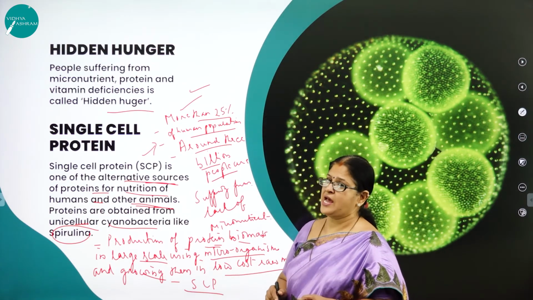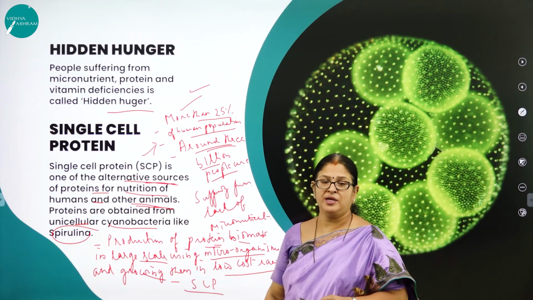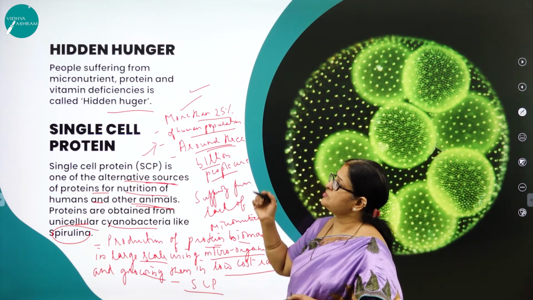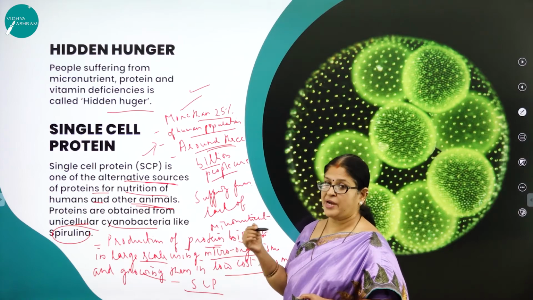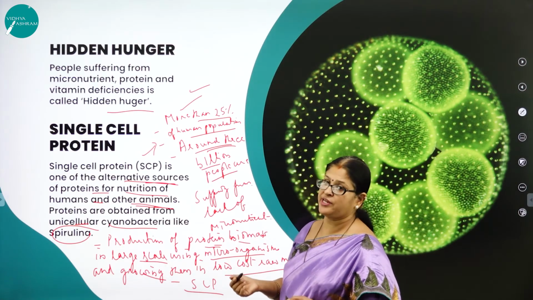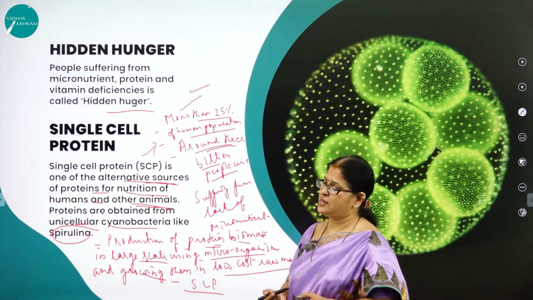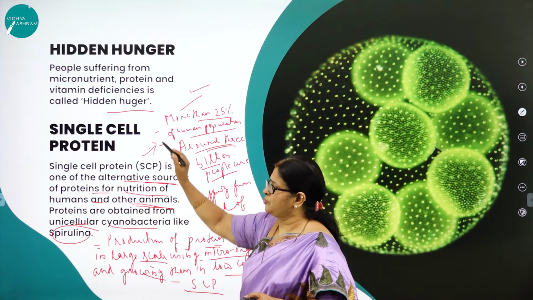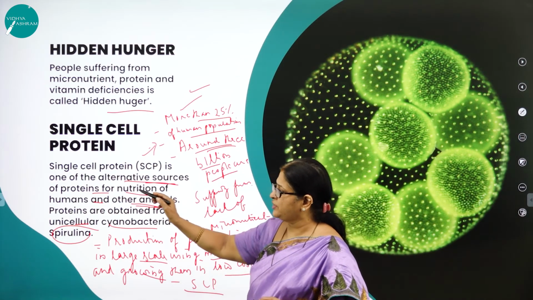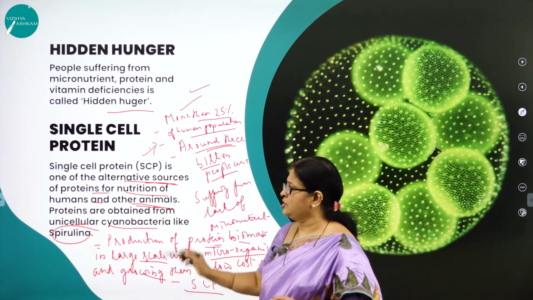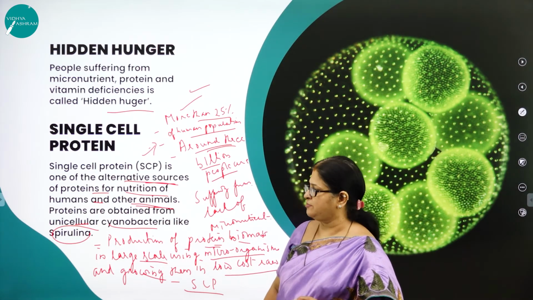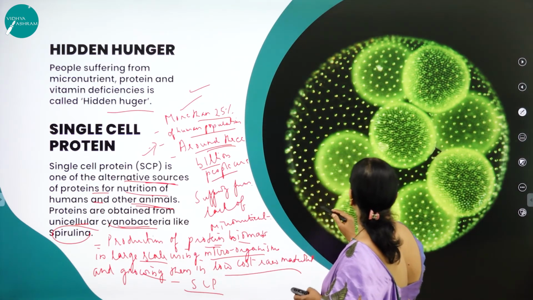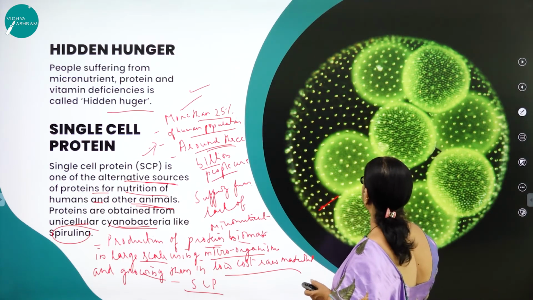So what is hidden hunger? Around 3 billion people in the human population are suffering from hidden hunger. People suffering from lack of micronutrients, proteins and vitamins are said to have hidden hunger. As an alternate source, we have single cell protein, which is one of the alternative sources of proteins for the nutrition of humans and other animals. The proteins are obtained from unicellular cyanobacteria like spirulina. Here you can see this beautiful picture.